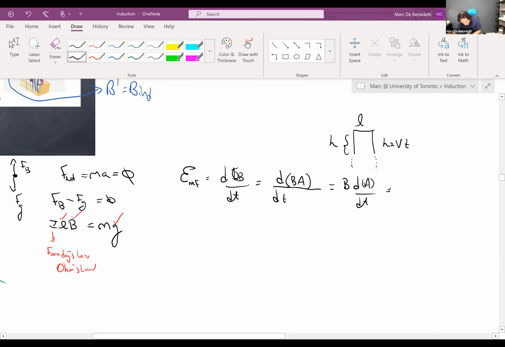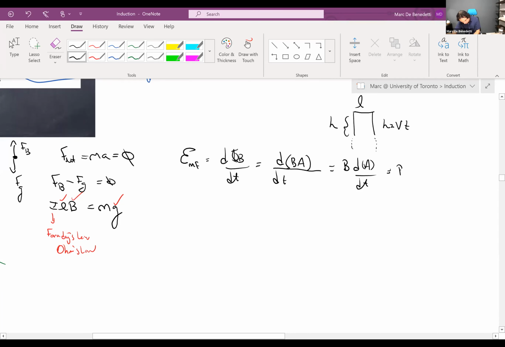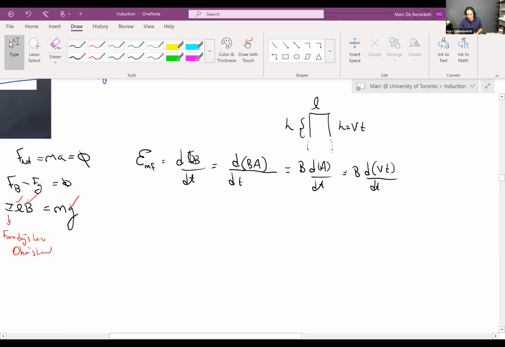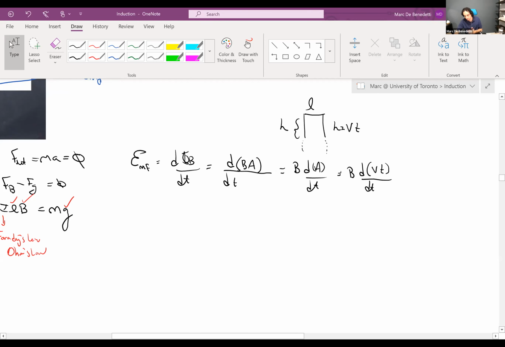So here, when you plug this into the equation, you're going to get the derivative of v times t with respect to t. And what's the derivative of v times t with respect to t? Well, velocity is a constant. So it's literally one of the easiest derivatives you could possibly do. The derivative of a constant times t is just the constant. So this is going to be Bv. Okay, so that's the EMF, B times V.